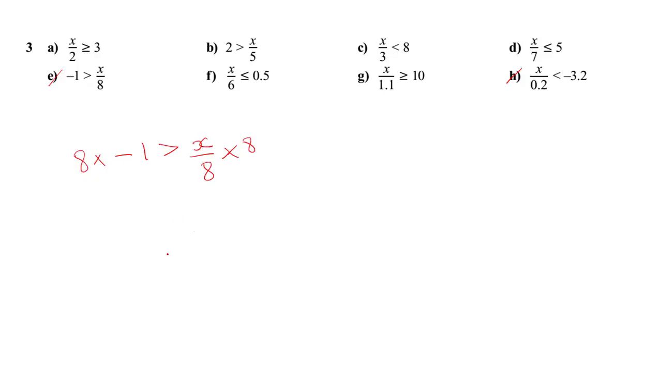So 8 times negative 1 is going to be negative 8. And then 8 times 8, this will cancel out. So I only got what? x this side. Don't flip this because I didn't times by a negative number. I only times by a positive number.